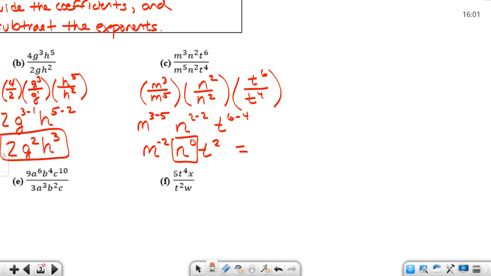So we can essentially just get rid of that because 1 times anything is what you had originally. So this is just going to be m to the negative second t squared.